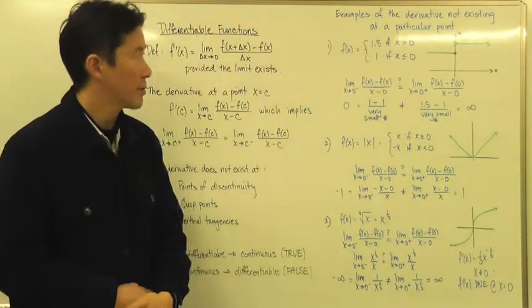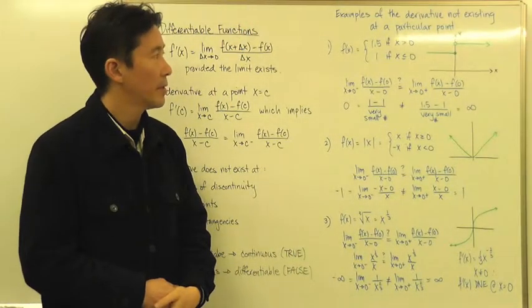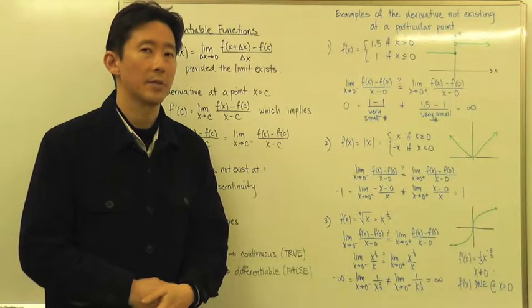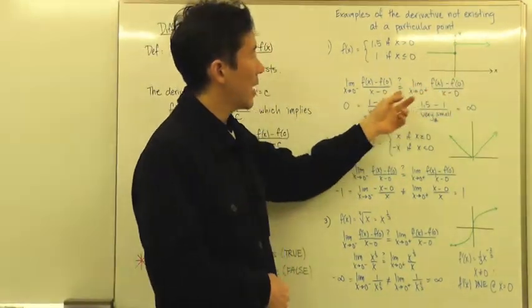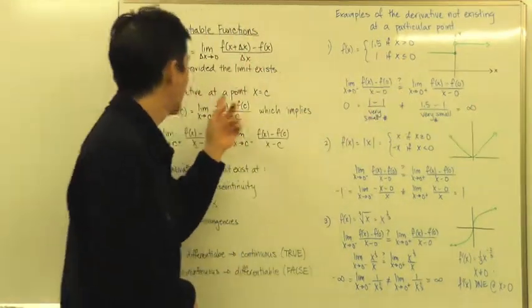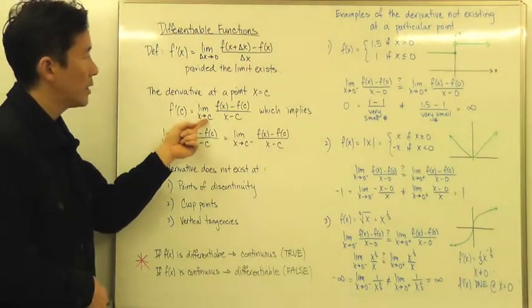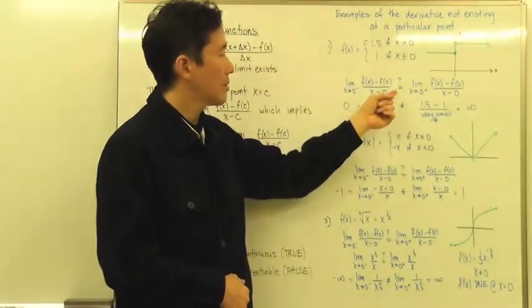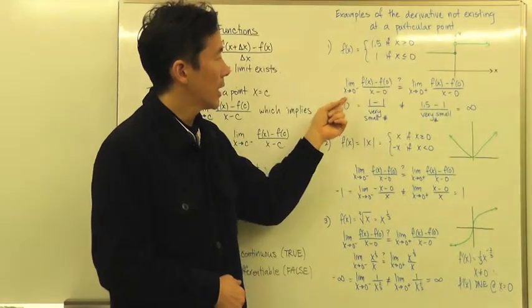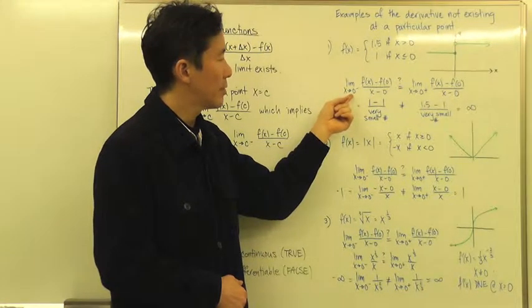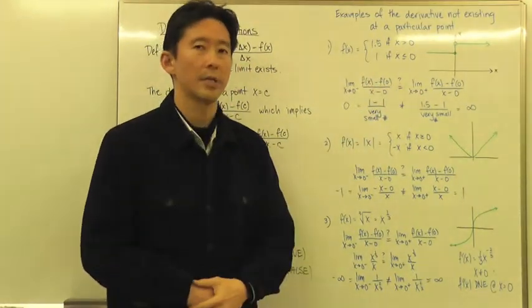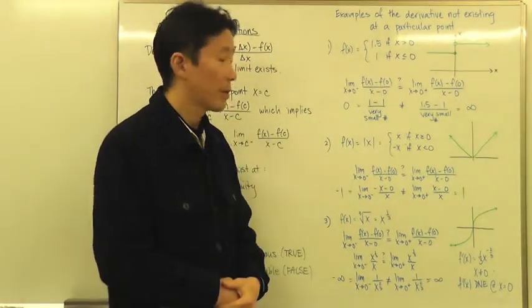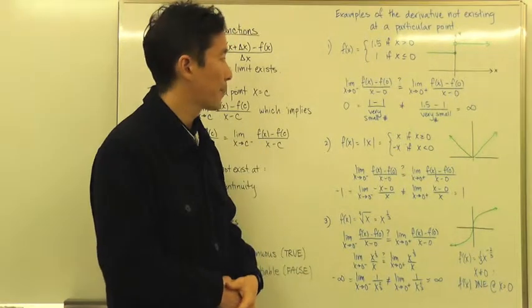Now what we're trying to do is determine whether or not the derivative actually exists at x equals 0. Using the derivative at a point formula, I need to determine whether, if I approach 0 from the left and from the right, the derivative, or the gradient, will come out to be exactly the same.